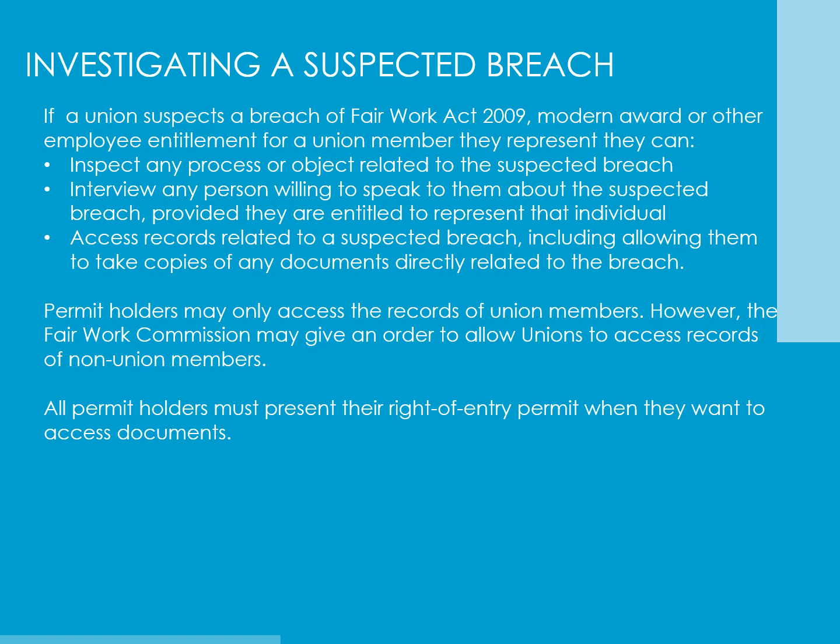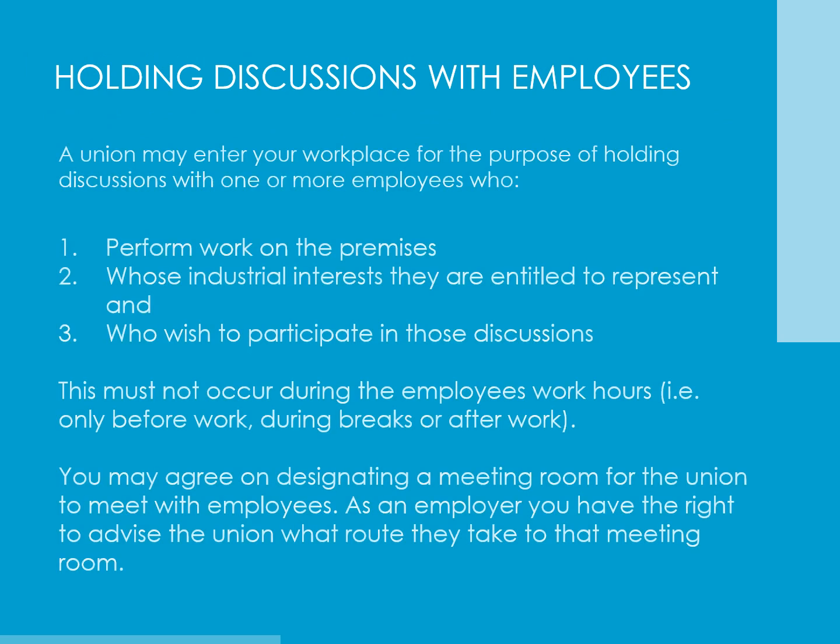The second reason a union can come on site in your workplace is to hold discussions with employees. So they're able to come on site to hold discussions with employees who perform work at that particular premises, whose industrial interests they're entitled to represent. So remember, unions cover a particular group of employees. So not any union can apply to any employee. Each union is set up to cover a particular industry, so you need to check whether they cover your industry.